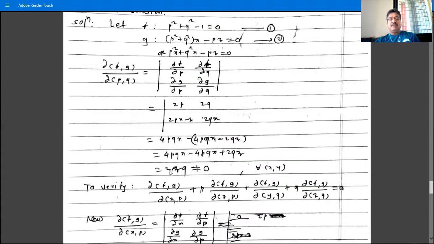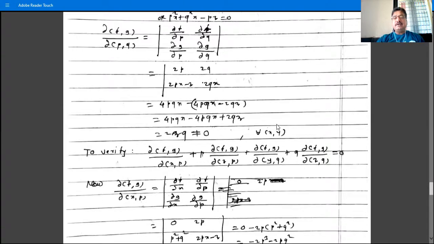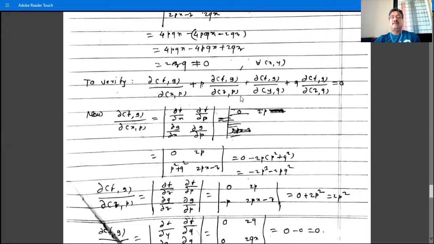This does not depend on x, so this Jacobian is not equal to 0 over every domain D, for all x, y. Then we have to verify that the other expression is equal to 0. So what is it? ∂(f,g)/∂(x,p) + p ∂(f,g)/∂(z,p) + ∂(f,g)/∂(y,q) + q ∂(f,g)/∂(z,q) is equal to 0. Now we will find all these four Jacobians.